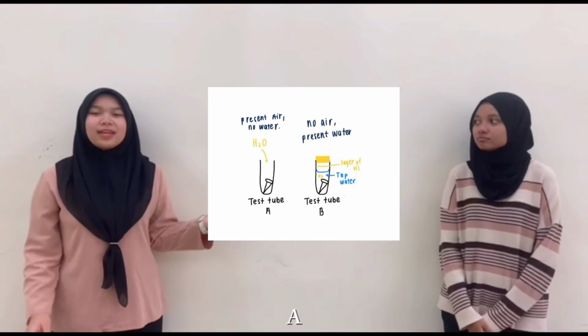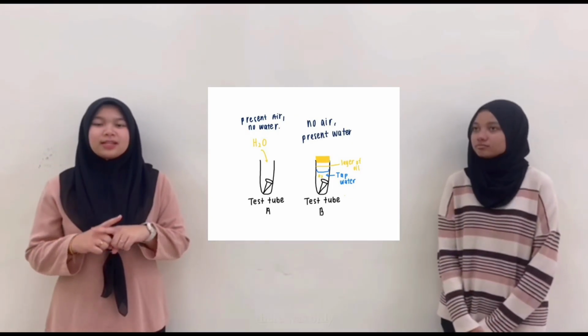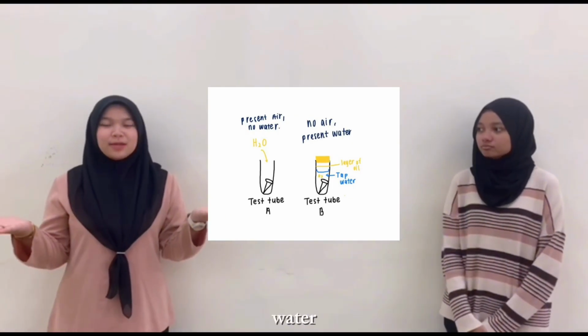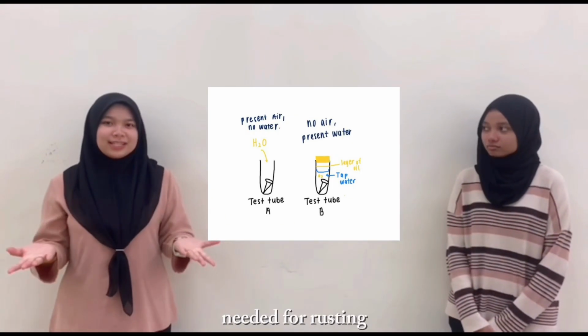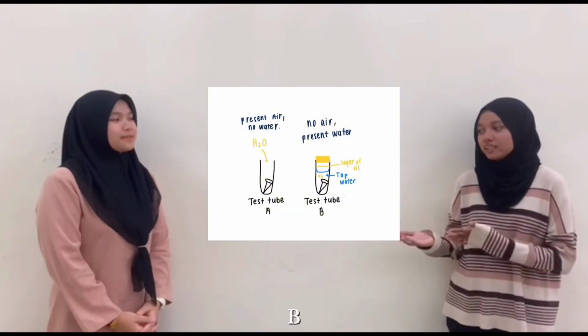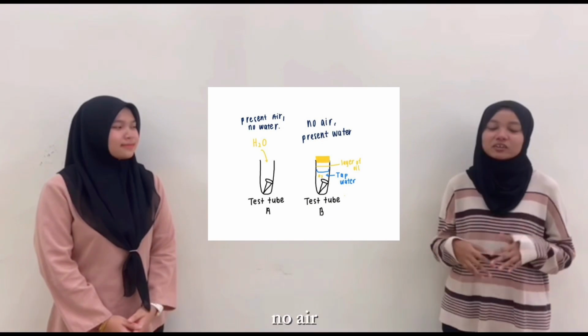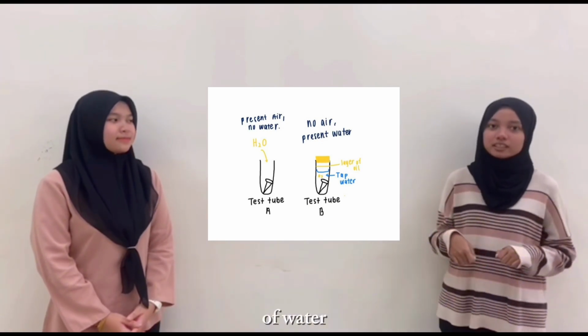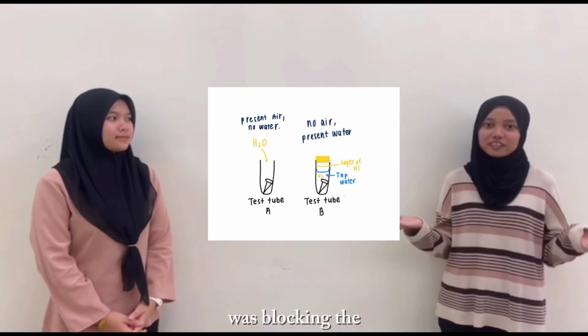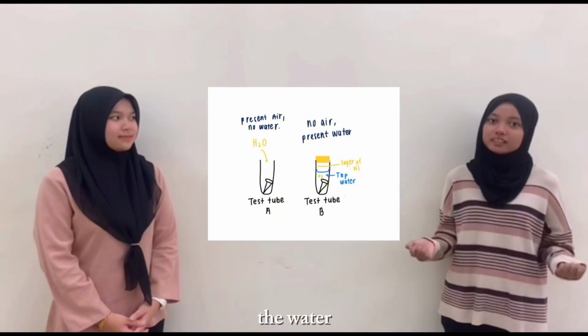For test tube A, there will be no rust because there was only air and no water, because water is needed for rusting to happen. For test tube B, there was rust that slightly occurred because there was no air but the presence of water. The oil layer was blocking the oxygen from entering the water.